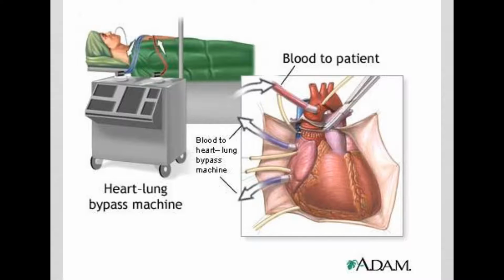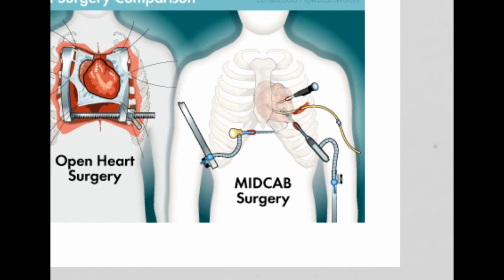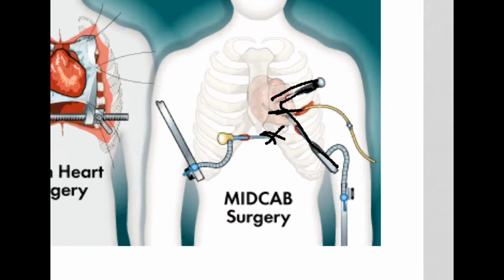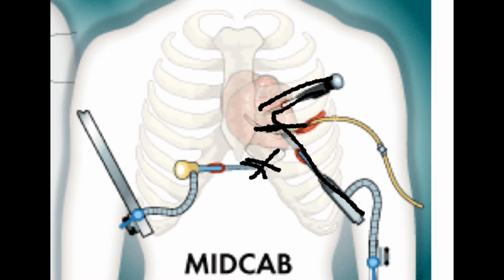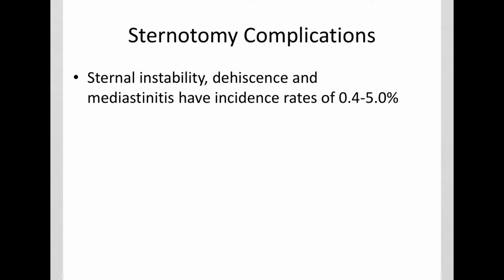This is just talking about the bypass machine where they actually stop the heart to allow surgery to be done on it. There is something called a minimally invasive bypass where they come in and, this you see in this picture here, they're making a few smaller cuts, opening up the ribs, going in with a laparoscopic type procedure with cameras, and they can do the surgery on a smaller part of the heart without the complications, ideally, of the sternotomy. Less pain, faster recovery.